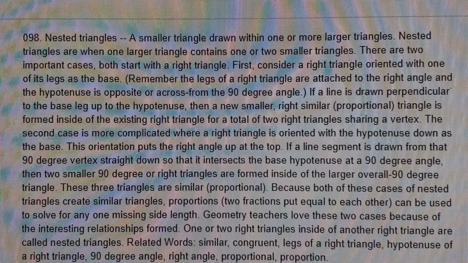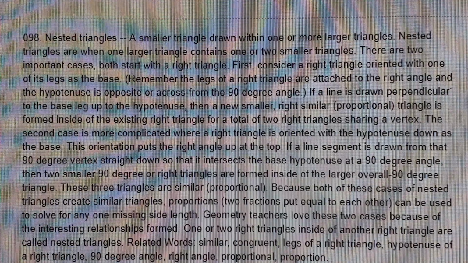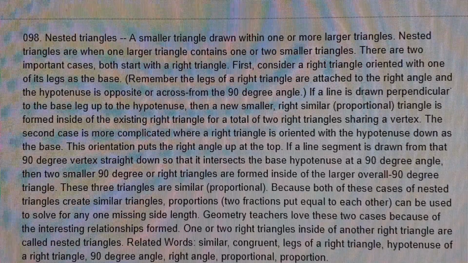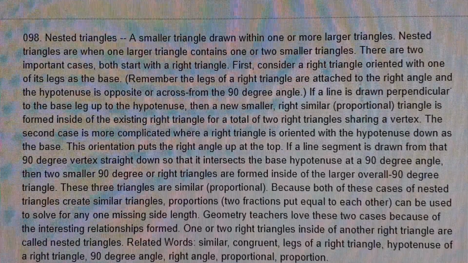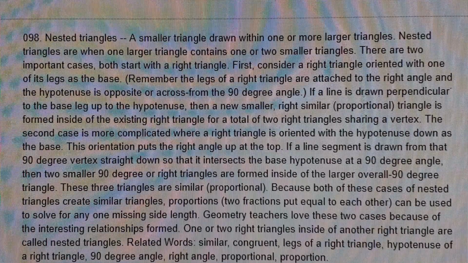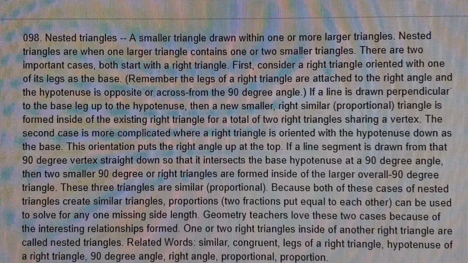These three triangles are similar (proportional). Because both of these cases of nested triangles create similar triangles, proportions (two fractions set equal to each other) can be used to solve for any one missing side length.